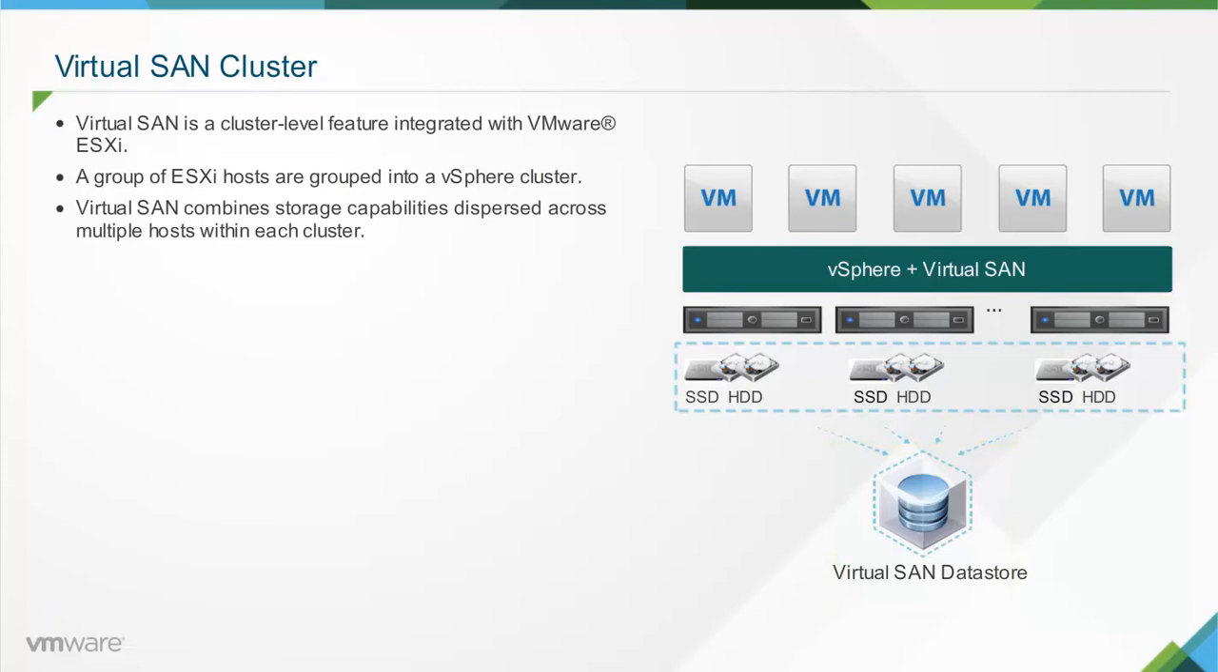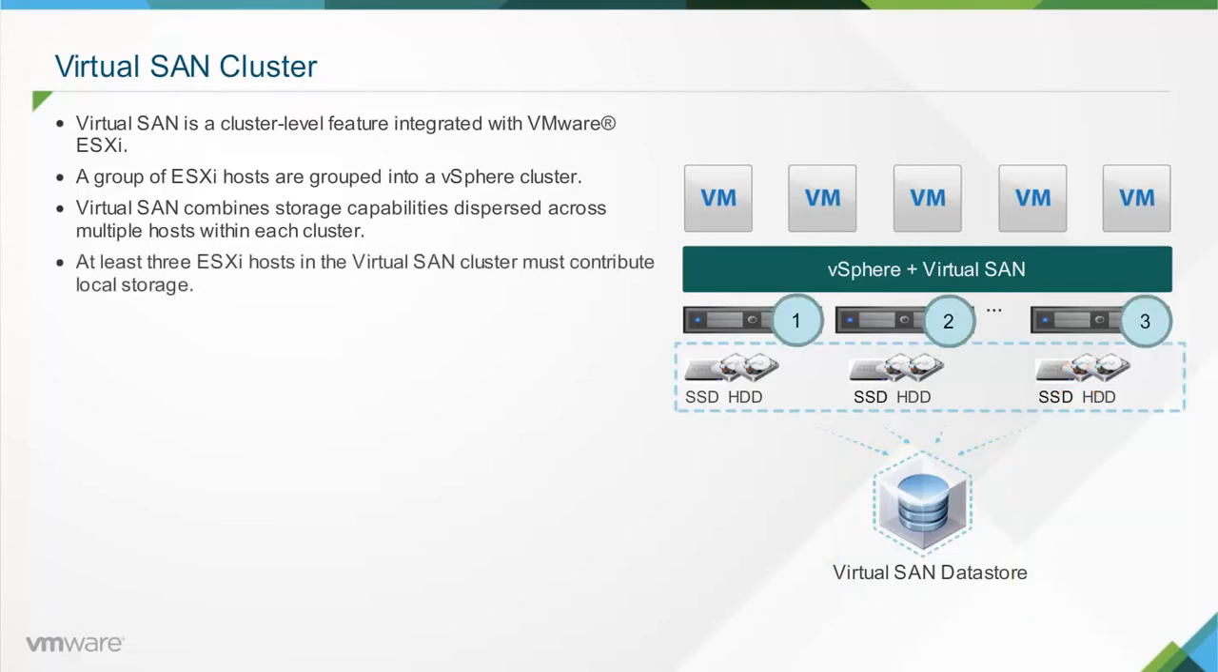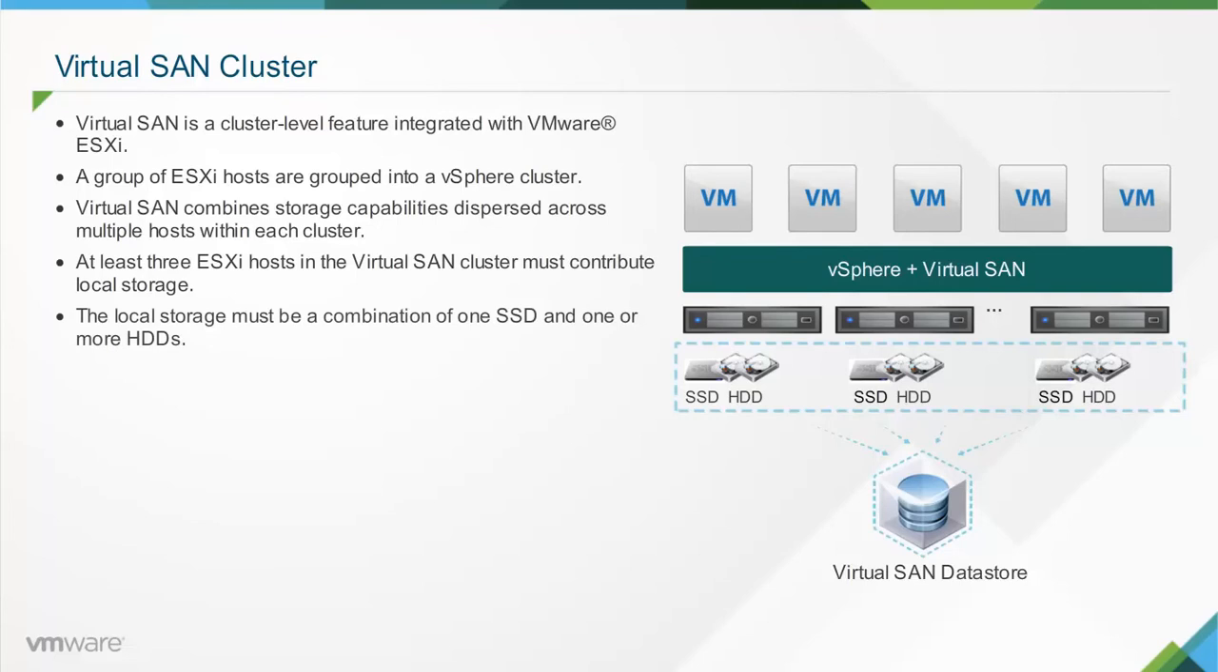A vSAN cluster can also contain hosts that do not have any storage capacity. However, at least 3 ESXi hosts in the vSAN cluster must contribute local storage to the vSAN Datastore, and this local storage must be a combination of one solid-state disk, or SSD, and one or more hard disk drives, or HDDs. The nodes communicate with each other through a specialized vSAN network.